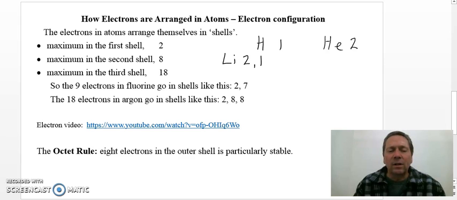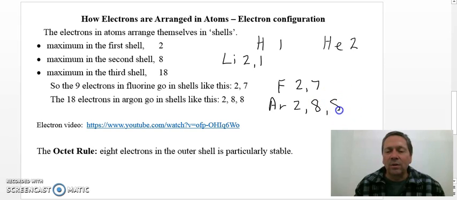In an element like fluorine, which has 9 electrons in it, the electronic configuration of fluorine would be something like 2, 7, because that makes 9. Argon has got 18. So you get argon, 2 in the first shell, maximum of 8 in the second shell, and that leaves another 8 to go. So that would be 8 in the third shell.